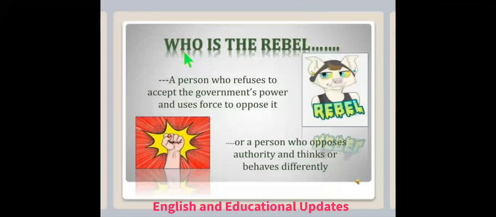Now let's move on to the specific poem, The Rebel. So who is called the rebel? A person who refuses to accept the government's power or uses force to oppose it is called a rebel. In other words, a person who opposes authority and thinks or behaves differently is called a rebel. So rebel అంటే ఇక్కడ మనకి తిరగబడిన వాడు, or a person who does the opposite of what we think, is called the rebel.